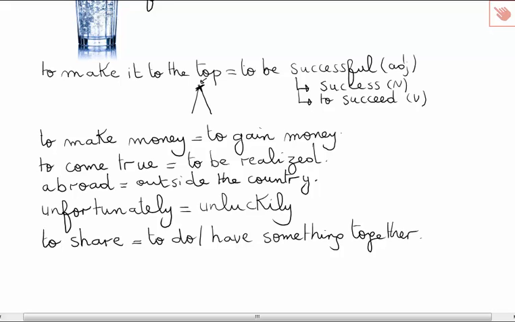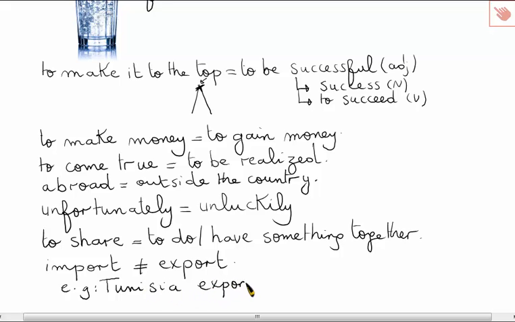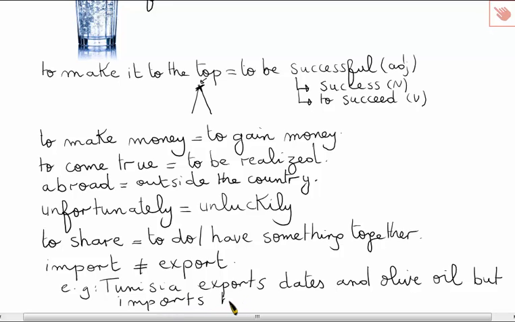A key word also in the text is the word import. Import and its antonym export. Now I'm going to explain this in an example. For example, in Tunisia we have plenty of olive oil, we have dates. So what do we do? We export them. We take them to other countries. But we don't have bananas, so we need to get bananas from other countries. So we import bananas. So I will write here the example. Tunisia exports dates and olive oil, but imports, for example, kiwi, bananas, etc.